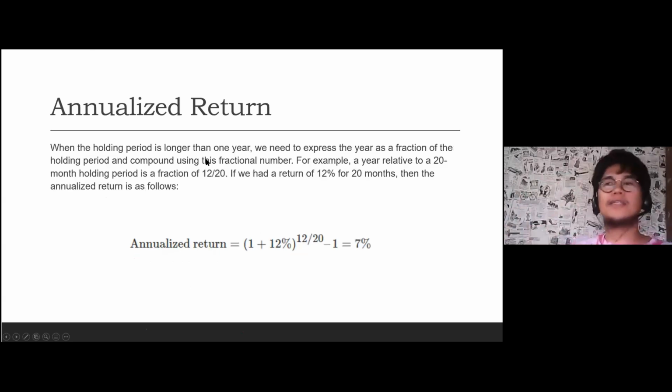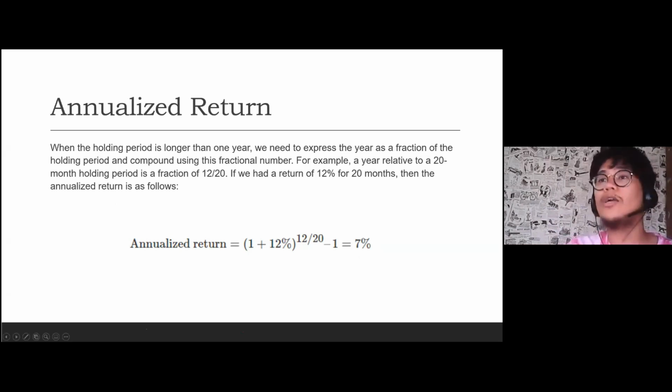For annualized return, we also have it when your holding period is longer than 1 year. If you want to annualize it, if this is on a monthly basis, your numerator will be 12. If this is daily, then your numerator will be 365. If it's weekly, the numerator will be 52.